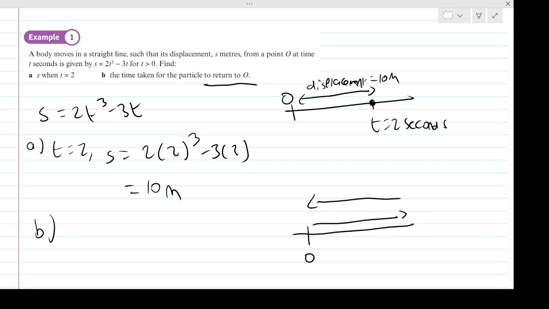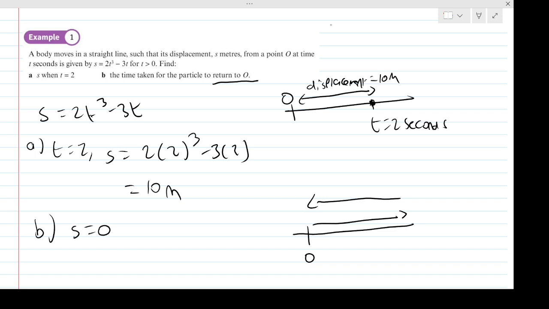Now, again, displacement is not distance. Displacement only tells me how far I am away from the starting point. Now, if I have returned back to my starting point O, I'm nowhere away from O. So actually, I want to set the displacement s to 0.